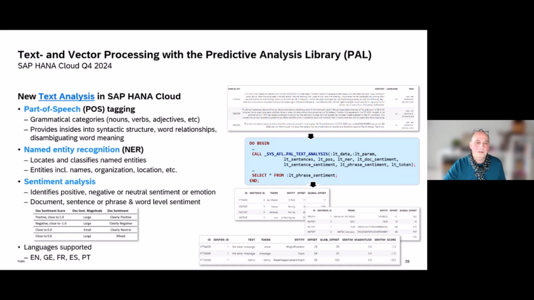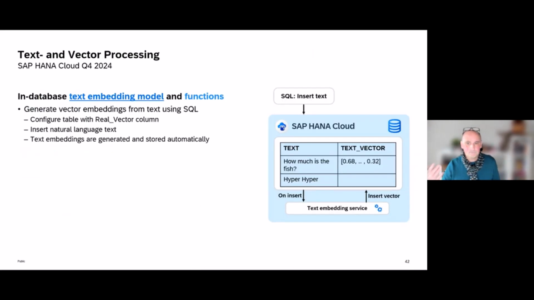And we see there is a new procedure called PAL_TEXT_ANALYSIS, which basically composes all these techniques. The input data has a column task. That's where we specify the individual task to be executed on the given text document or text entry we pass in for processing. So that's text analysis now in HANA Cloud.